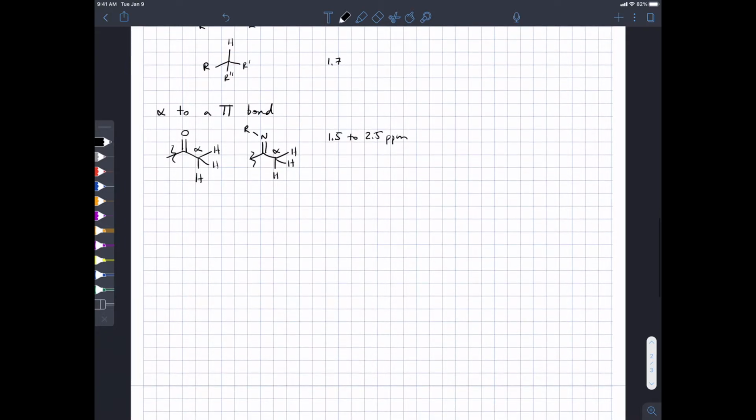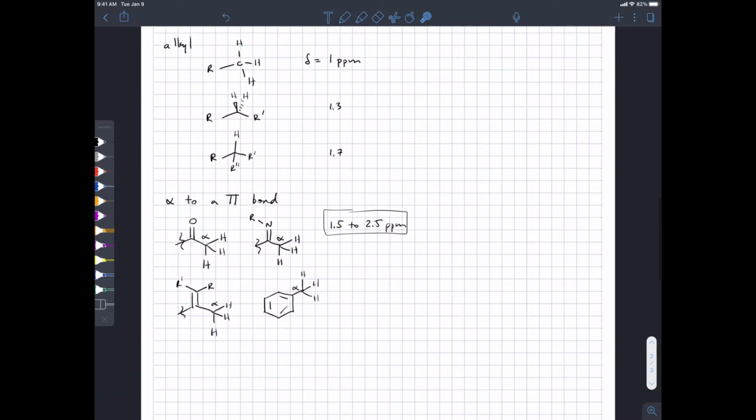Interestingly, you can show up in this area of the spectrum too if you're just alpha to a regular, ordinary everyday carbon-carbon pi bond. And also if you're alpha, or on a carbon that's attached to a benzene ring, again, alpha to a pi bond, you tend to be in this area of the spectrum. Though if you're alpha to a benzene ring, you might be even just a little higher because of that de-shielding effect that we talked about. Okay. Questions so far?